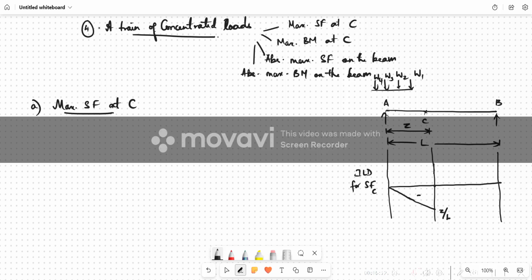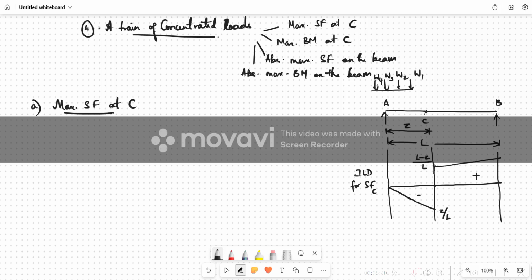So it means that as the loads cross the section C, there is an increase in the shear force and there is no drop. That is why the shear force diagram looks like this. There is a slight increase in the shear force value and it's not dropping to 0 at B. The ordinates remain the same, L minus Z by L and Z by L. So this is about positive and negative shear force.